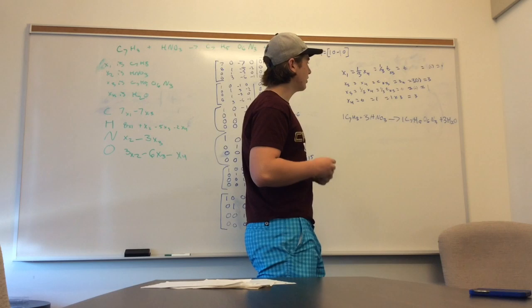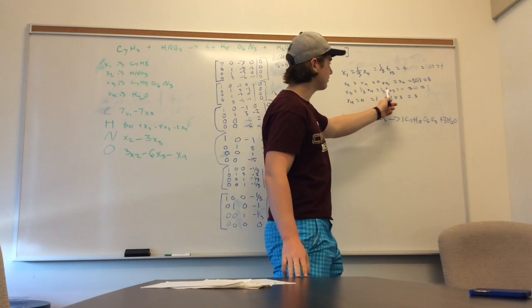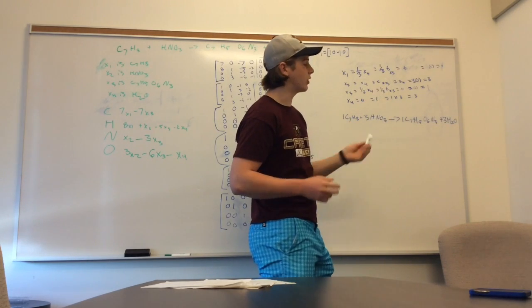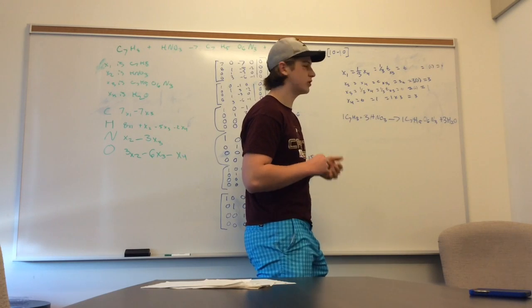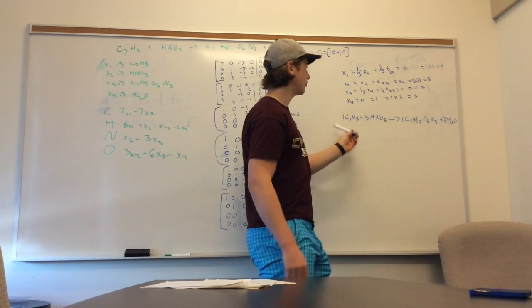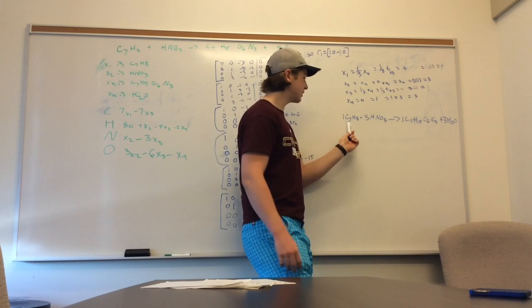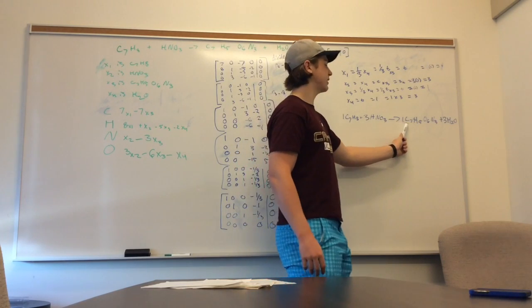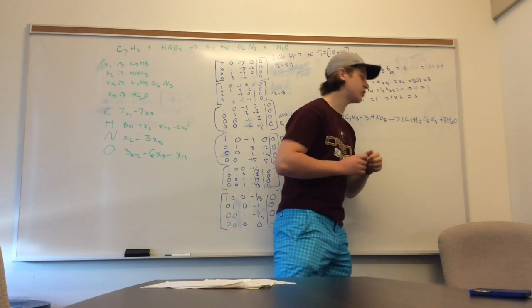X3 equals 1/3 X4, 1/3 T, times 3 gives you T, which you sub in for 1, it gives you 1. X4 is equal to T, which is basically equal to 1. 1 times 3 is 3. And now we sub in our coefficients. So we have 1 C7H8 plus 3 HNO3 gives you 1 C7H5O6N3 and 3 H2O.